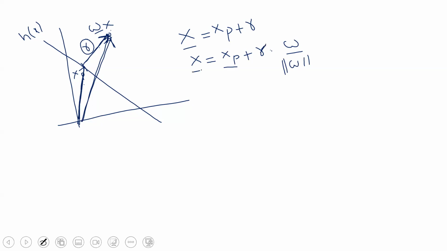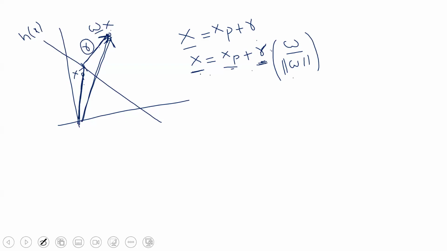xp is a vector, r is a vector, x is a vector. But r is not a vector; r is a scalar. That is the distance from this projected point to this actual point. To give r a direction, the direction of r is nothing but the direction of w. So if you take the unit vector of w, r will get a direction. So r's direction is the same as w's direction. That's the reason we converted everything to vectors.